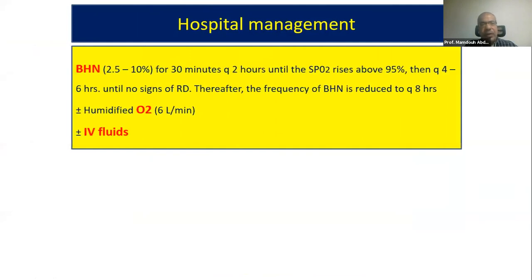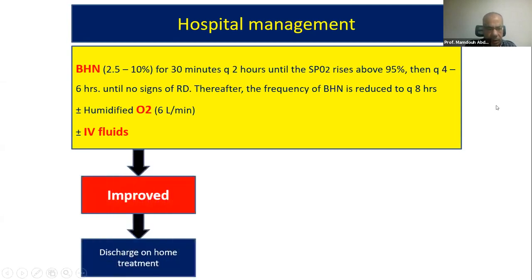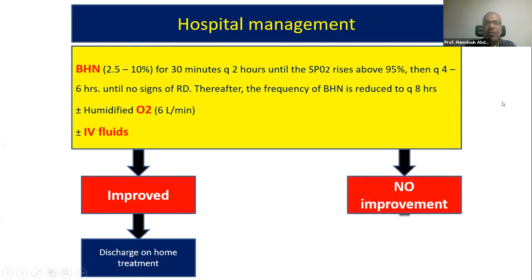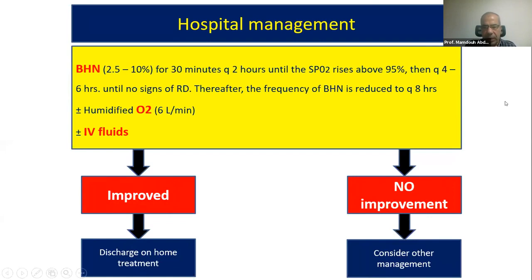Hospital management consists of three main things. Bee honey nebulization, 2.5 to 10% for 30 minutes every 2 hours until SpO2 rises above 95%. Then every 4 hours, then every 6 hours, then every 8 hours, and so on until improvement. Oxygen, humidified oxygen might be added, and intravenous fluids if the patient cannot tolerate oral intake. If the patient improves, discharge on home treatment, but if there is no improvement, we consider other management.